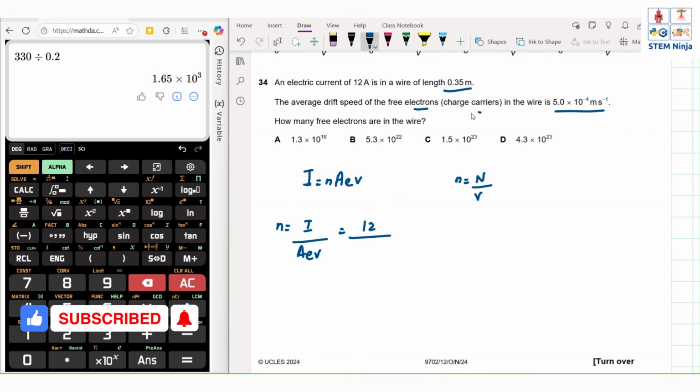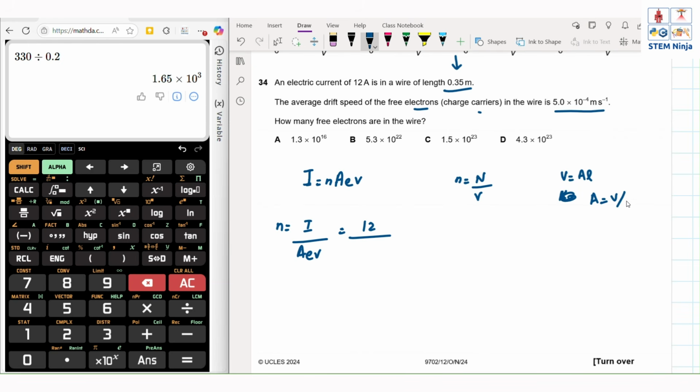The cross-sectional area directly isn't given, but we're given the length over here. So we know that volume V is equal to A times L. So A would be, the length is given over here, so A would be V over L.